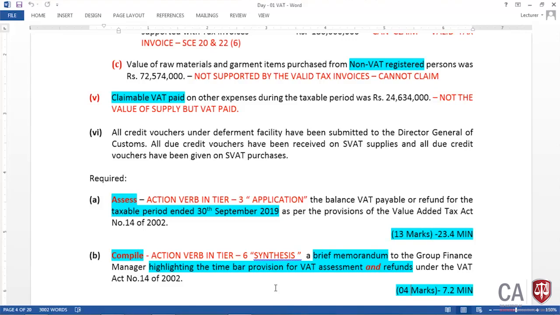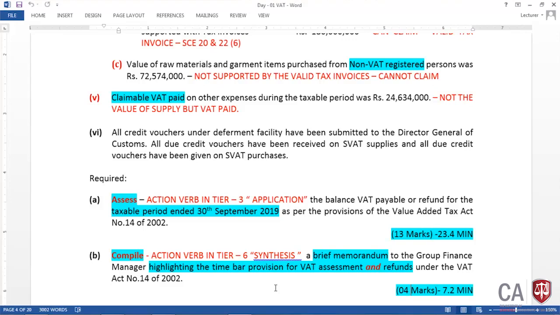Now see what is the importance of this question. I need to explain: this is not just the answer, but in the one question, there are two requirements, using "and". To take the entire 4 marks, you should address your answer by answering the time bar provision for the VAT assessment as well as the time bar provision for the refund, and in the given format.